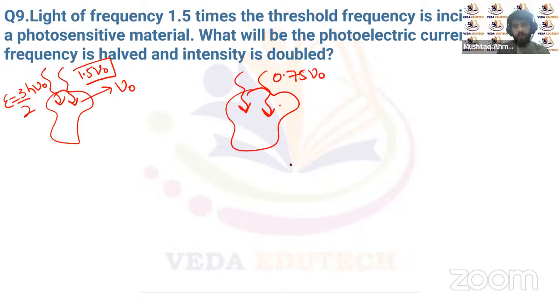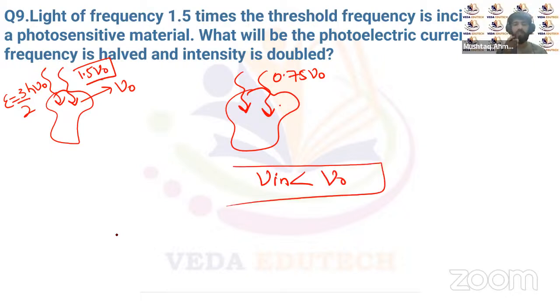Now you can see here the incident frequency is actually less than the threshold frequency, right? If the incident frequency of the electromagnetic radiation is less than the threshold frequency, then it's for sure that the photoelectric effect will not take place. There will be no photoelectric emission, and if there is no photoelectric emission, no photo current will be there, no photoelectric current.